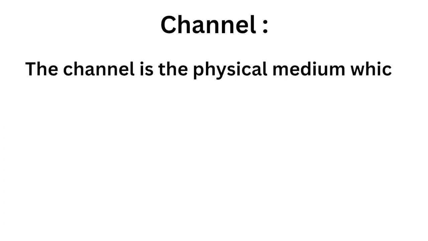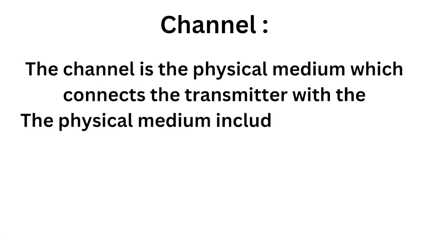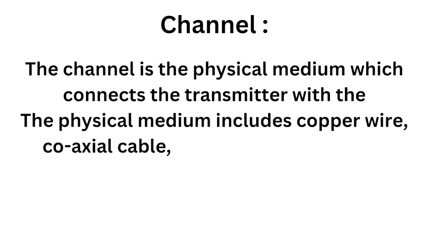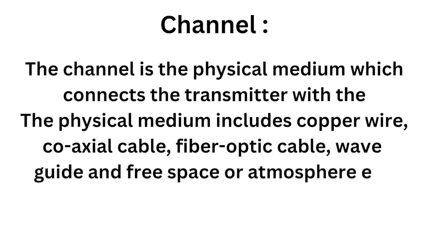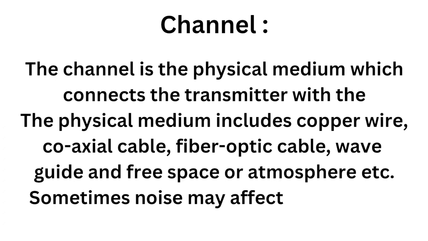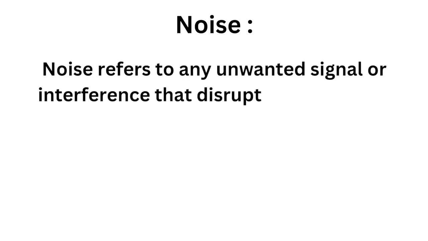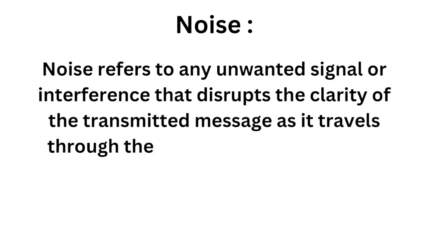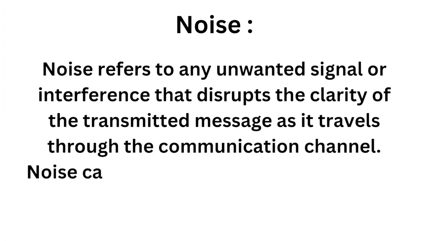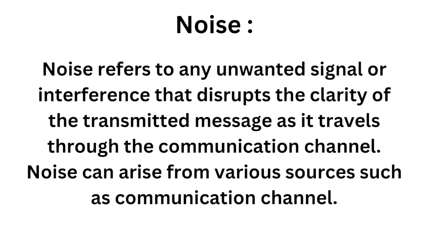Communication channel. The channel is the physical medium which connects the transmitter with the receiver. It includes copper wire, coaxial cable, fiber optic cable, waveguide, and free space or atmosphere, etc. Sometimes noise may affect the channel. Noise. Noise refers to any unwanted signal or interference that disturbs the clarity of the transmitted message as it travels through the communication channel. Noise can arise from various sources.